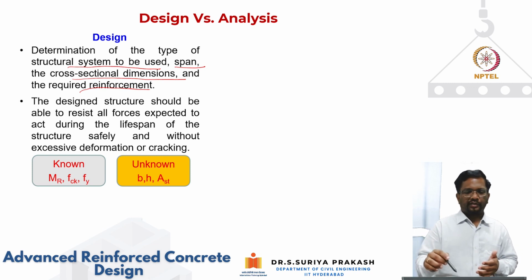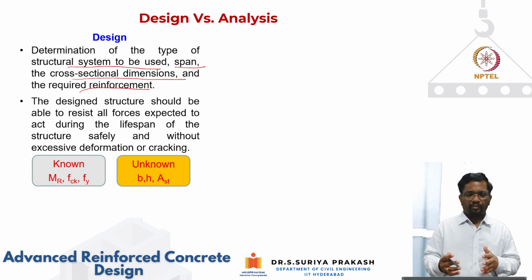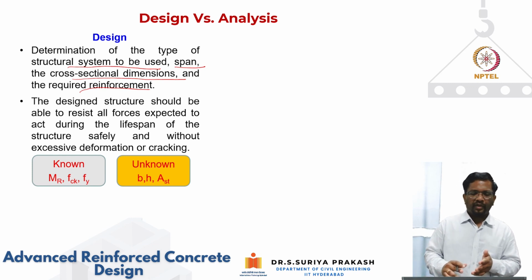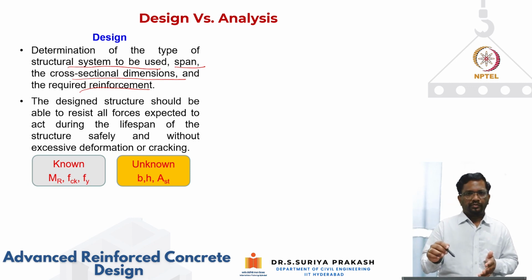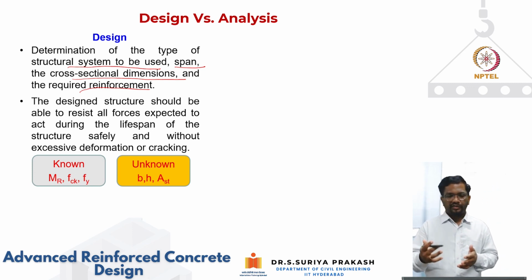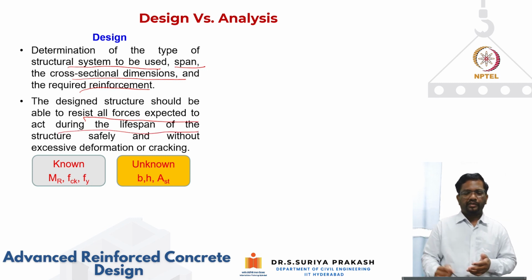Now, cross-section dimensions can also be determined based on architectural requirements and some thumb rules that are available. Once those are available, what we end up doing is making sure that the chosen dimensions are adequate and finding the amount of steel reinforcement that is required to resist the internal forces. The designed structure should be able to resist all the forces expected to act during the lifespan of the structure safely, without excessive deformation or cracking.